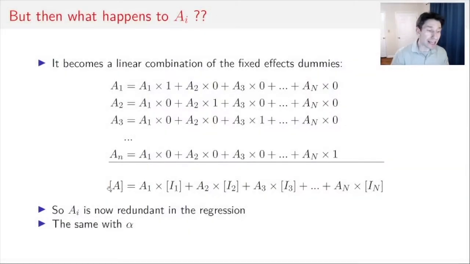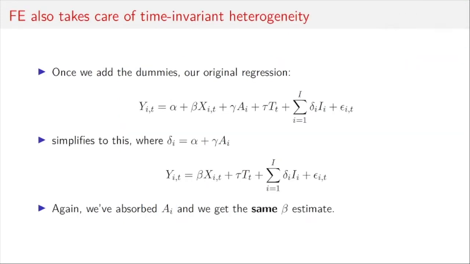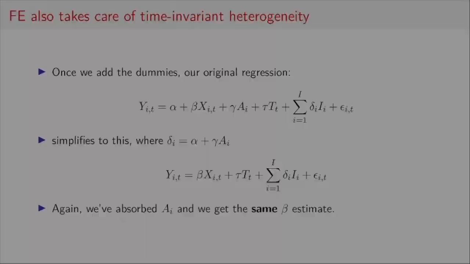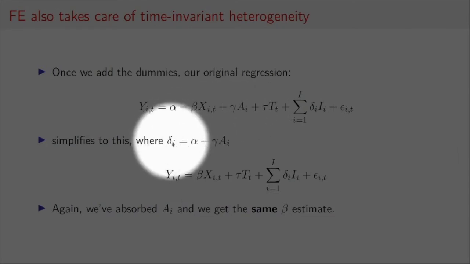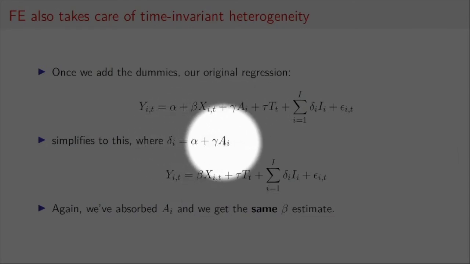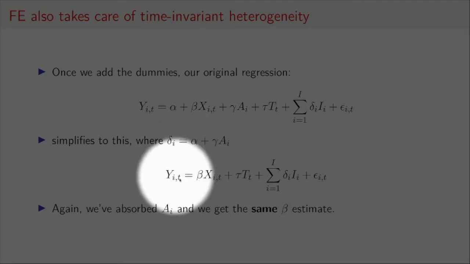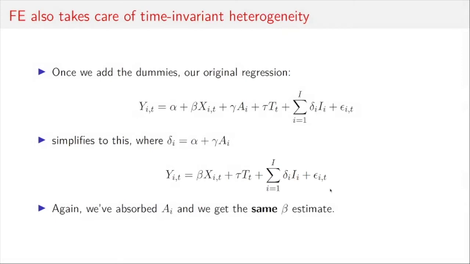And so the ai term is now redundant in the regression. And the same goes with alpha. It's a linear combination of these dummies now. And so what we find is that once we add the dummies, this original regression, which had a and alpha in here, simplifies because the delta i's pick up alpha plus gamma ai. And so you've simplified those terms to where the ai and the alpha dropped out. And so what happened, we have absorbed the time invariant characteristics of the individuals. And again, we get the same beta estimate as we had before.